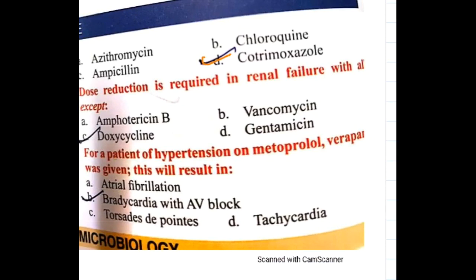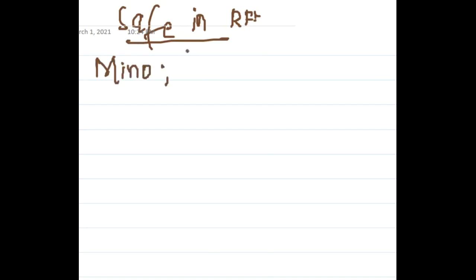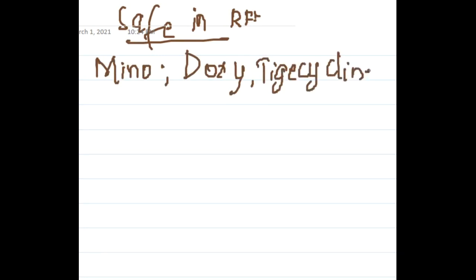Next question. Dose reduction is required in renal failure for all of the following drugs except doxycycline. Actually, drugs like doxycycline are safe in renal failure. Questions can be asked on which drugs are safe in renal failure. In the tetracyclines we have minocycline, doxycycline and tigecycline, which is MDT. These are tetracyclines which are safe in renal failure.